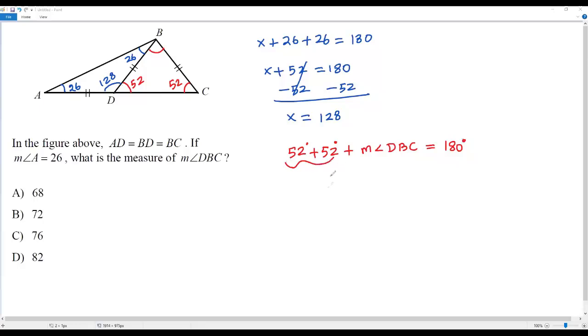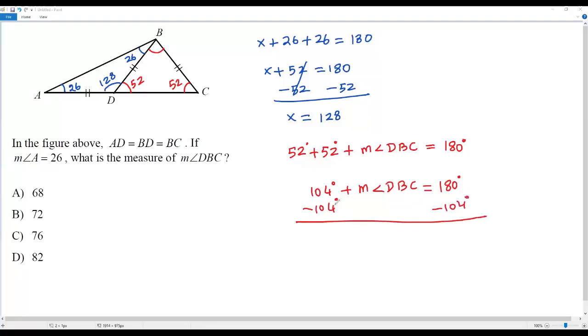Okay, when I combine 52 degrees and 52 degrees, I'm getting 104 degrees. So 104 degrees plus the measure of angle DBC equals 180 degrees. To solve for the measure of angle DBC, I have to subtract 104 degrees from both sides. So the positive 104 degrees and negative 104 degrees will cancel out. I am getting the measure of angle DBC equals, when I subtract 104 from 180, 76 degrees. So the measure of angle BDC is 76 degrees. So the correct answer choice for this question is option C.